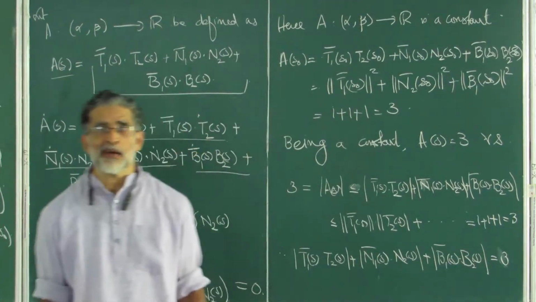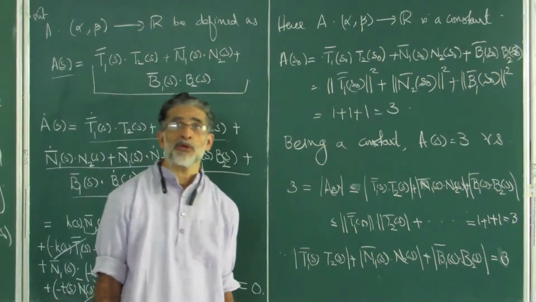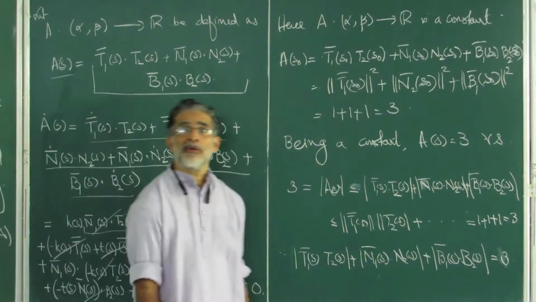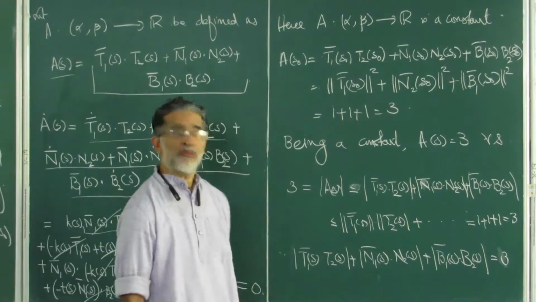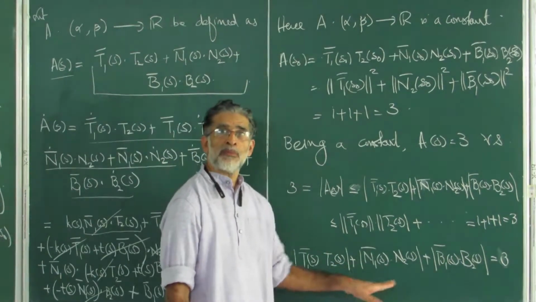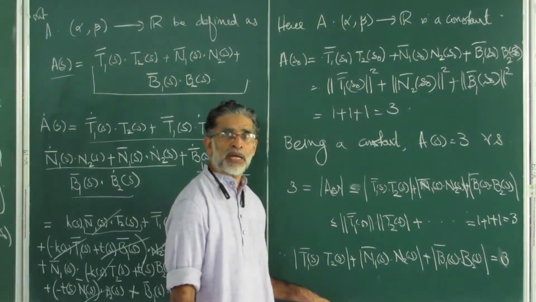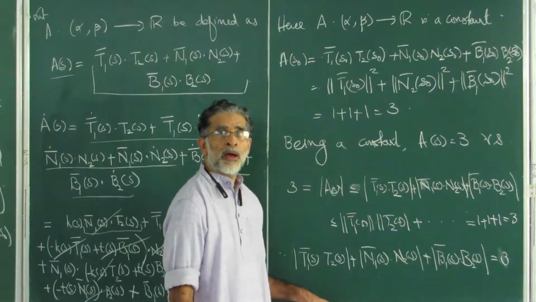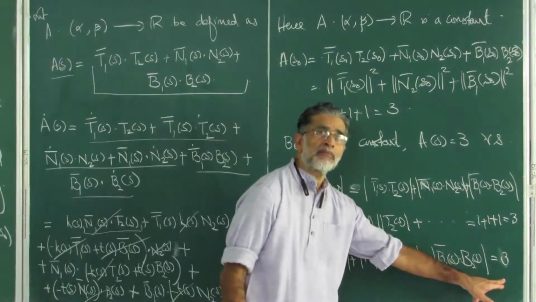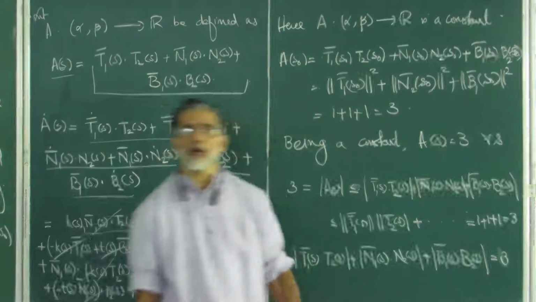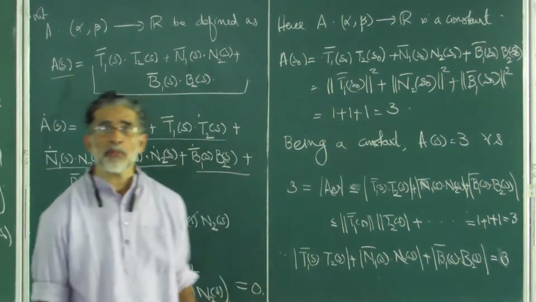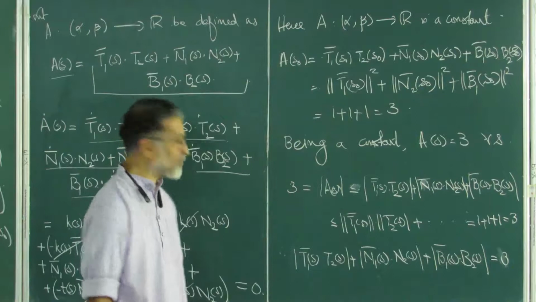You have 3 real numbers. You don't even have to worry about non-negative or anything. We have 3 real numbers, each of them less than or equal to 1, but their sum is 3. And therefore, all the 3 numbers will have to be 1 each. There is no other option.